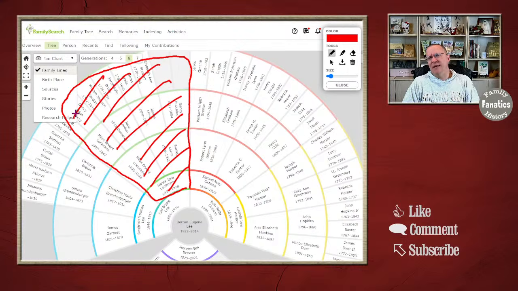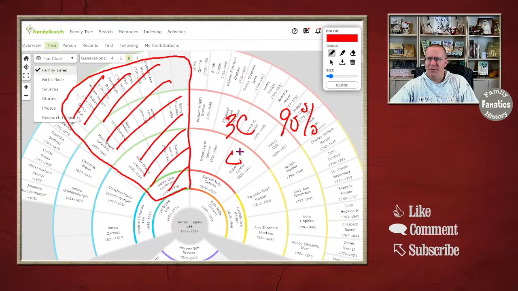Now, the other thing is the people that have tested that are related to this line may be far enough back that they don't share DNA with you. Remember, on several of the videos I've talked about this: third cousins, you share 90% with. Fourth cousins, though, you only share 45% with.